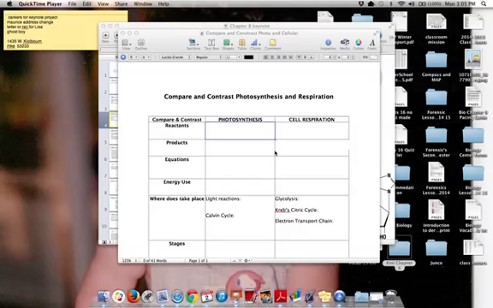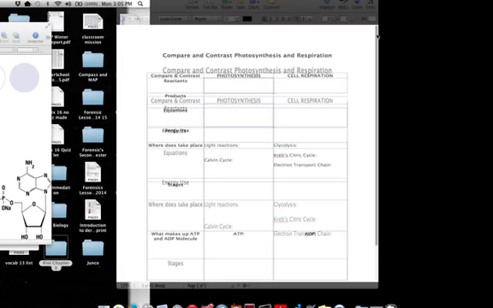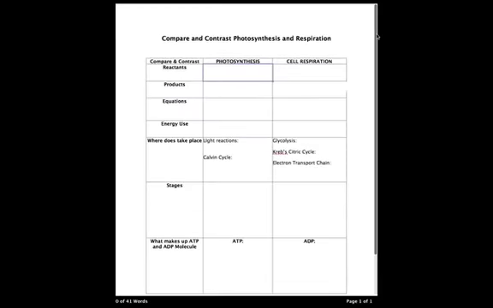Attention, and this will help you for your test tomorrow. So let's take a look at what we have here and open up behind my document here. I do have the keynote, so that should help you a great deal in determining what we're talking about here. But let's first look at our reactants of photosynthesis.